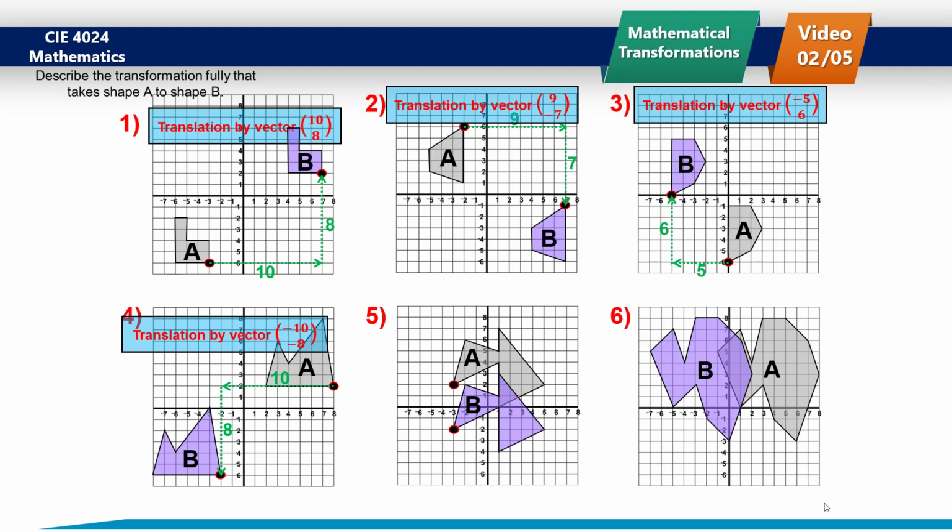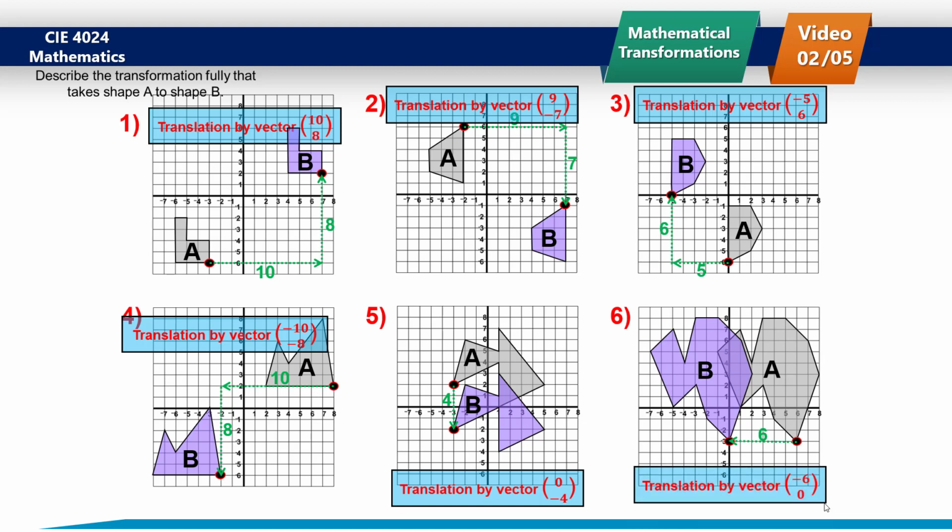Same with the question number 5, it's only downward movement, so translation by vector 0 and -4 because x movement is 0. And question number 6, we can see it's moving only 6 units leftward, so translation by vector -6 and 0 because there is no movement upside or downside.